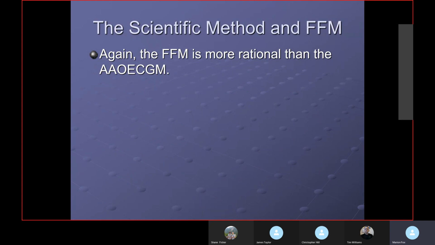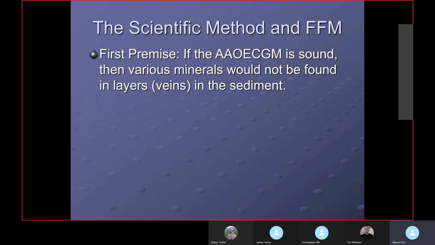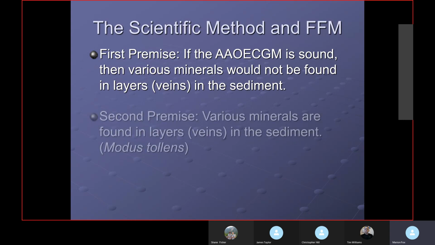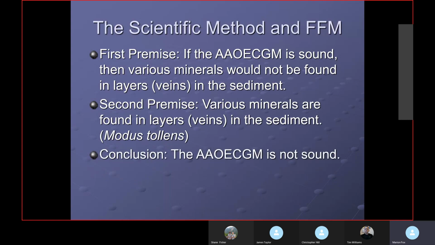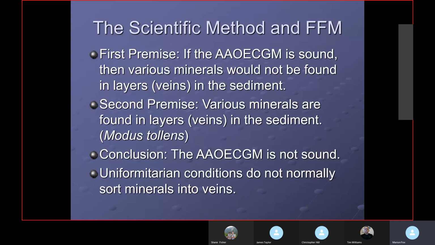The agnostic, atheist, old Earth creationist geologic model: we examine their model. And what we have, if it's sound, the minerals would not be found in layers, because it's a quiescent system. It's not a rotating motion of waters. The only waters are running in rivers and streams. Various minerals are found in layers and sediment. Their model doesn't predict that they should be. So it's not a sound model. Uniformitarian conditions do not normally sort minerals into veins. They don't normally do that.